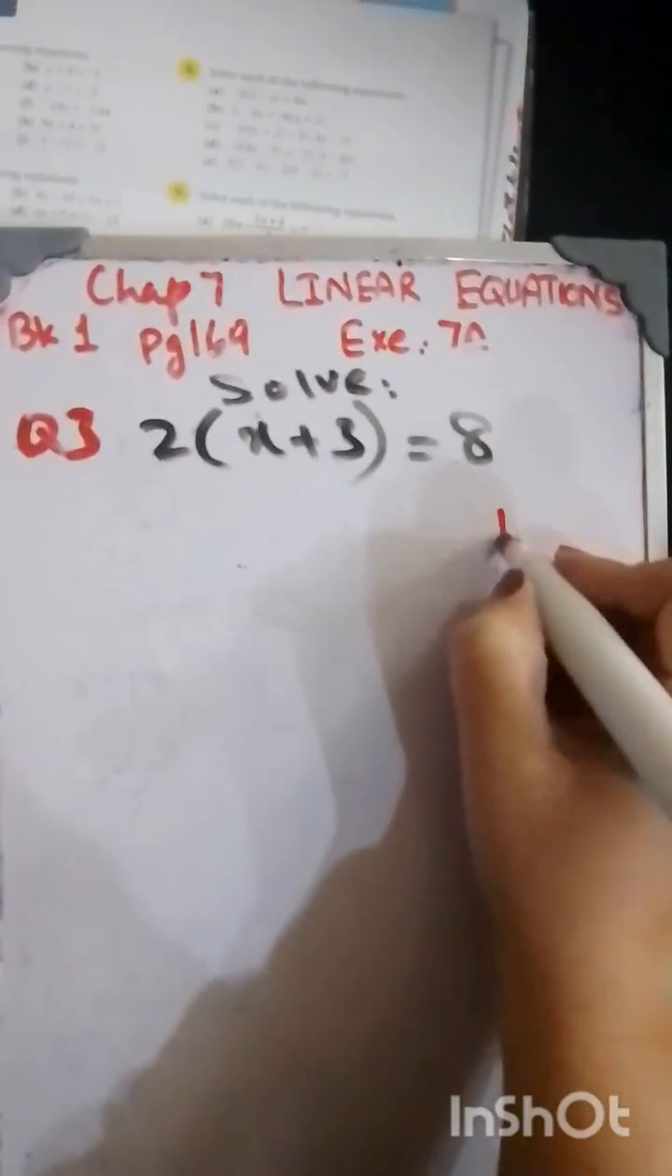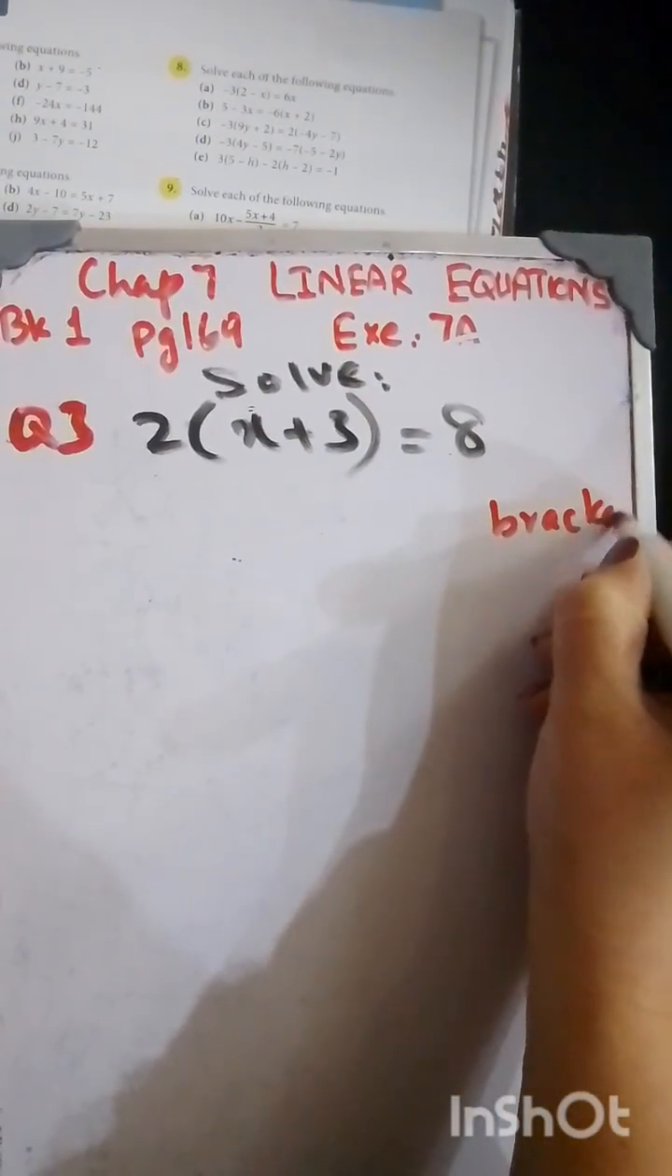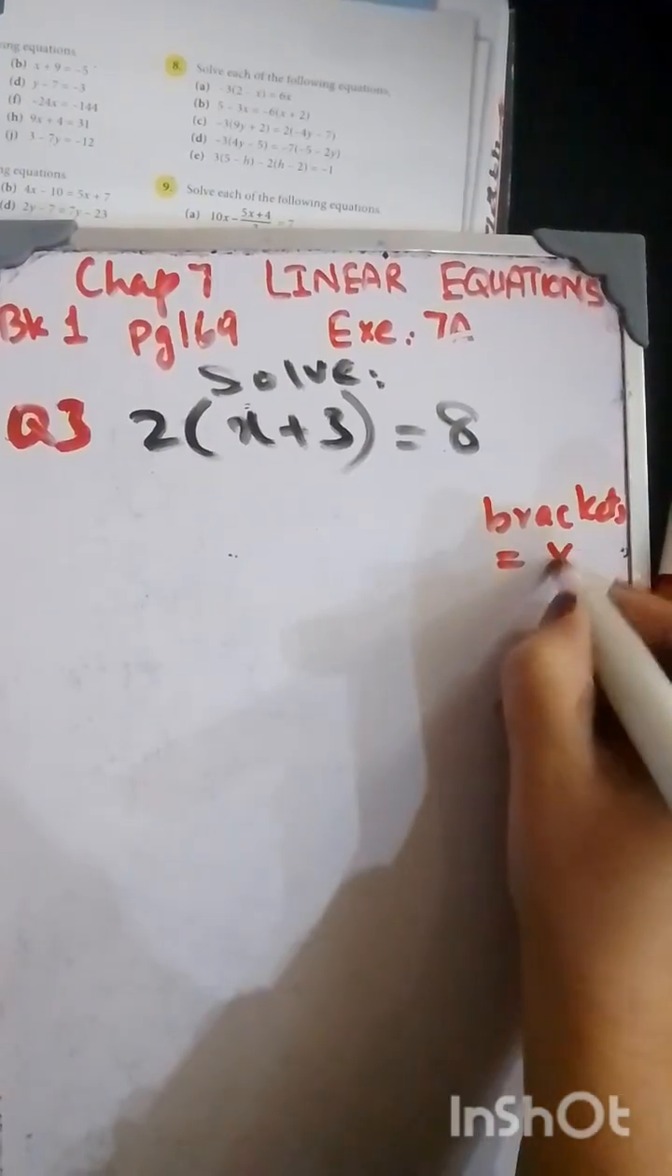Now the next question, question 3, is 2 bracket x plus 3 equals 8. So here we have Toy Story.